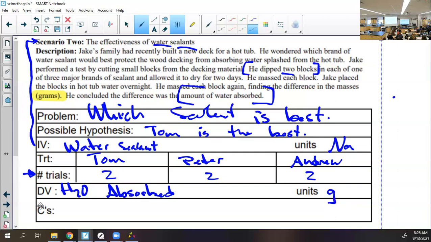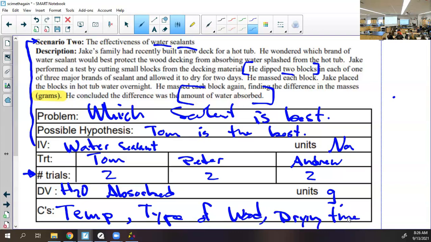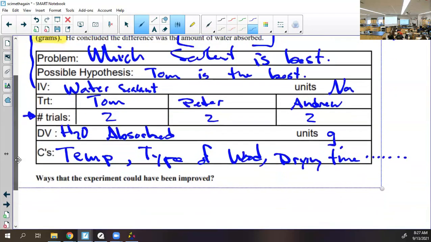Lilia, constants better be what? The temperature, right? What else? Okay, type of wood. All right, good. Drying time. Like if you dried one for 3 days versus 3 hours, they'd be very different. All right, there's plenty more. You know, the way he applied the sealant, the place he put them all to dry, like the humidity, all sorts of things have to be the same.